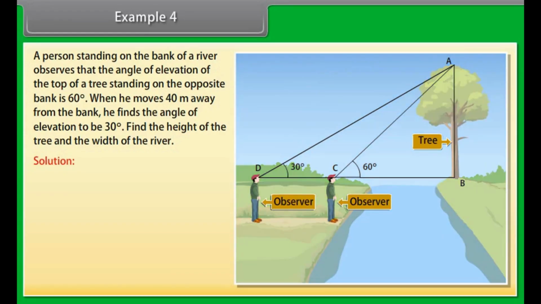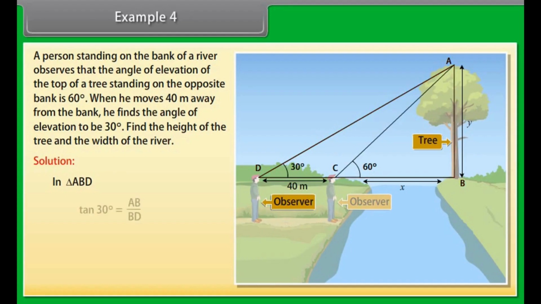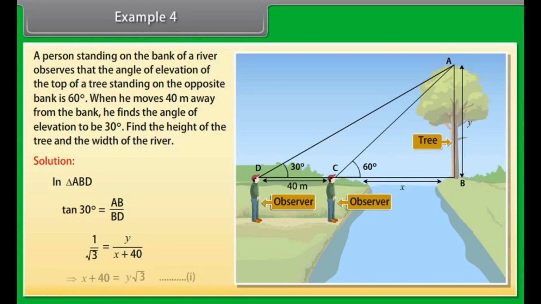Solution. Let the height of the tree be y and the width of the river be x. CD is equal to 40 meter. In triangle ABD, tan 30 degree is equal to AB upon BD. 1 upon square root of 3 is equal to y upon x plus 40, which implies x plus 40 equals y into square root of 3. Equation 1.